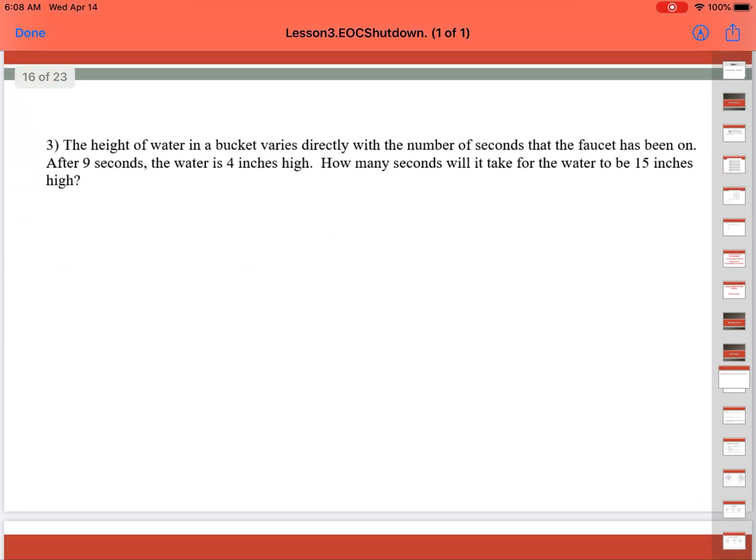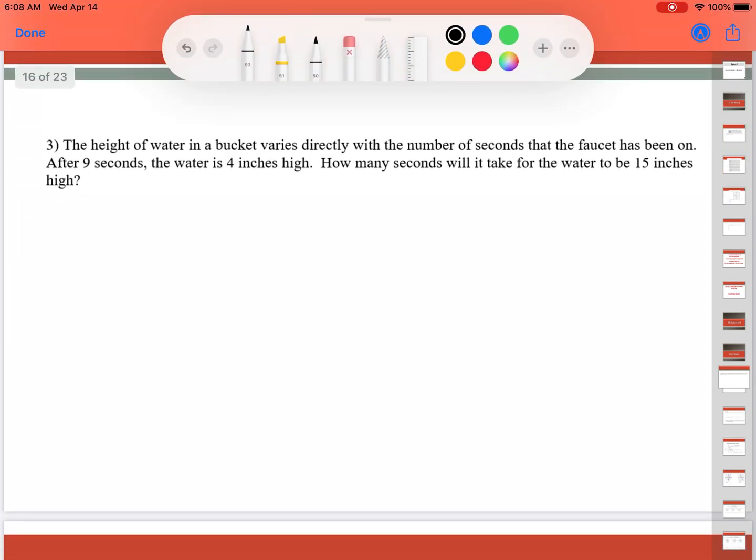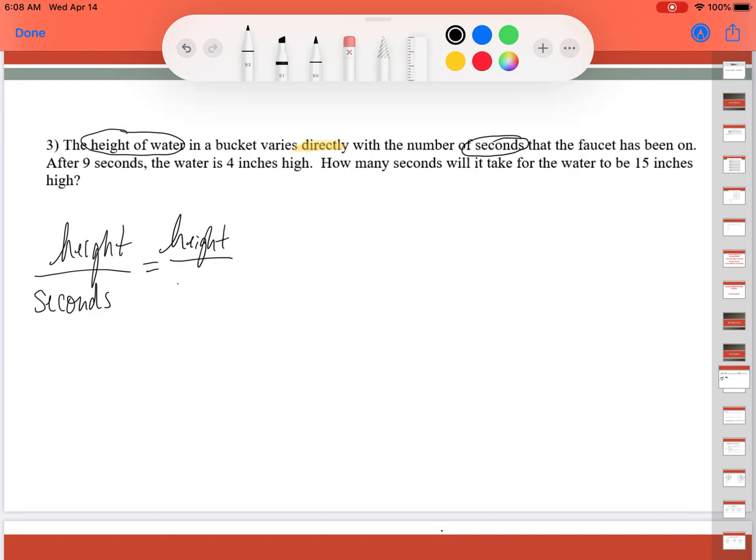Okay, one more, and you can trace them together. Now we're going to do the same thing, but this is from a real life situation. It says the height of a water bucket varies directly with the number of seconds that the faucet has been on. So we're going to set up a proportion. The height of the water bucket, so height over the number of seconds the water faucet has been on, is directly proportional. So I make two fractions, or a proportion, equals the height over the seconds.